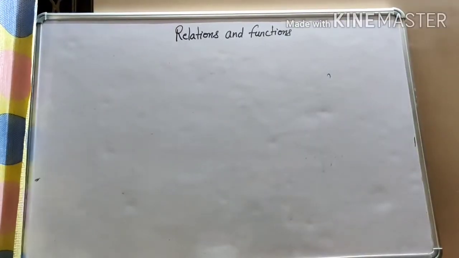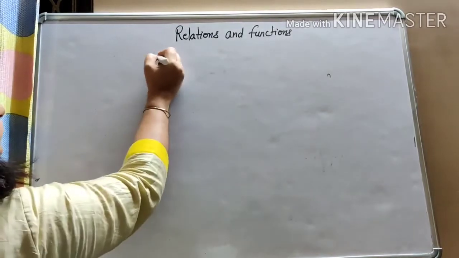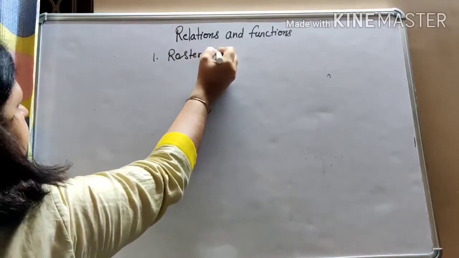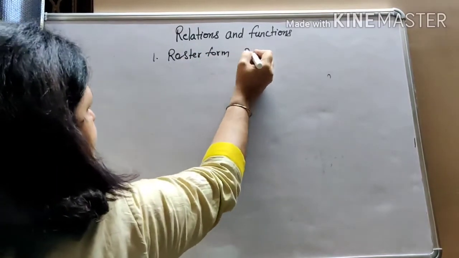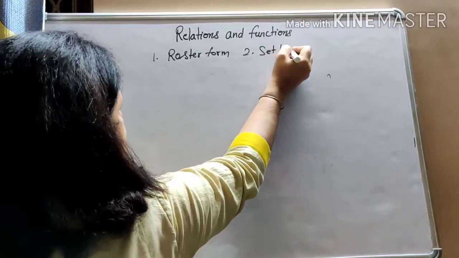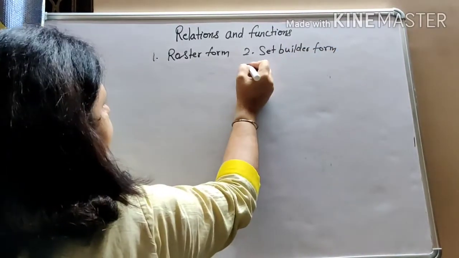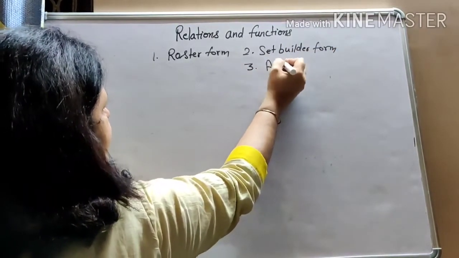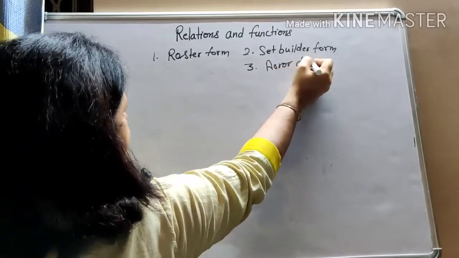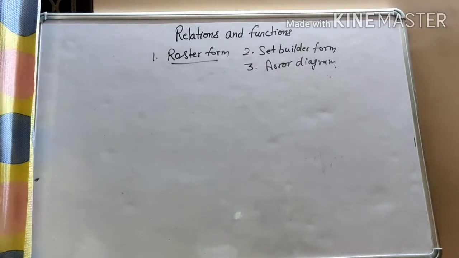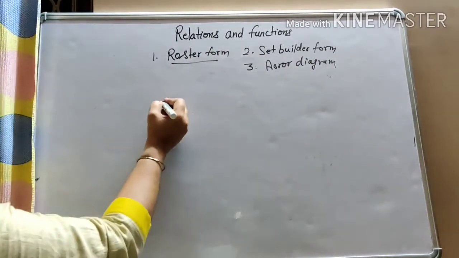Now we can represent relation in three forms. Number one is roster form. Second is set builder form. And third one is by an arrow diagram. Okay, first we will discuss about roster form.